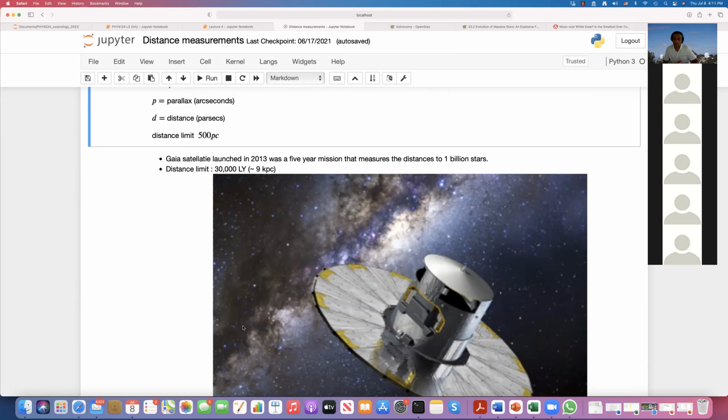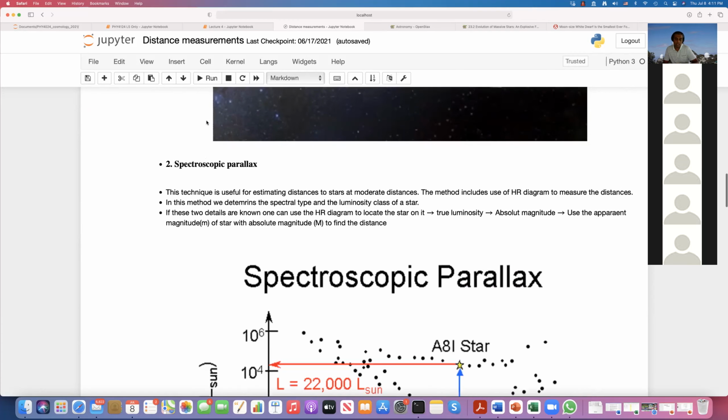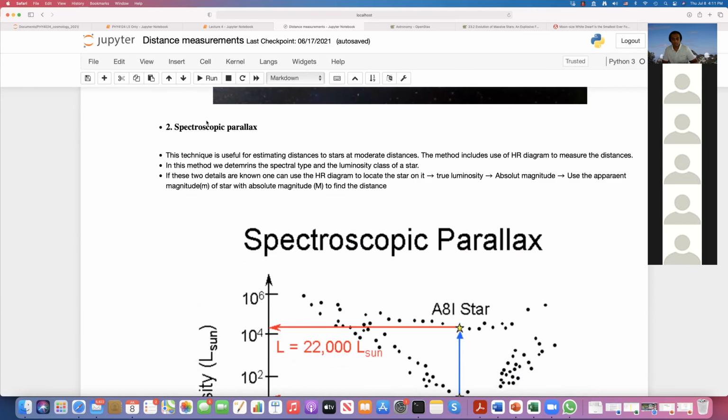And before this, we had another satellite called Hipparcos, which was also used for the same purpose, to measure parallax angles. Now, the distance limit that we have from this satellite is 9 kiloparsecs, right? And so it is actually a little bit more than what I have mentioned here. And then there is another way of measuring distances, which we call spectroscopic parallax.